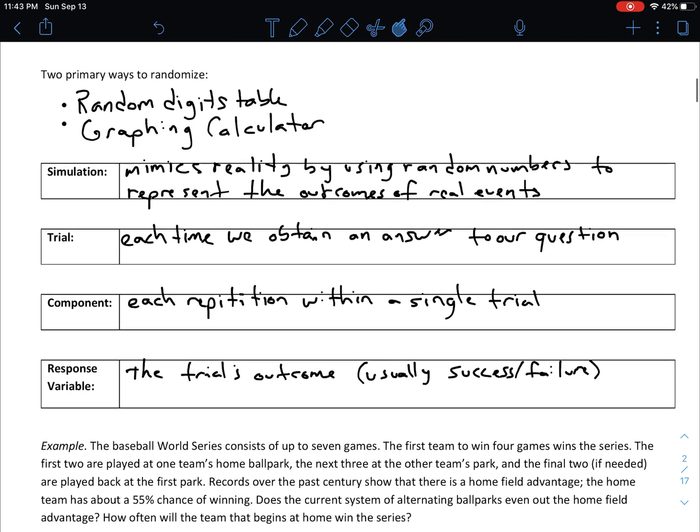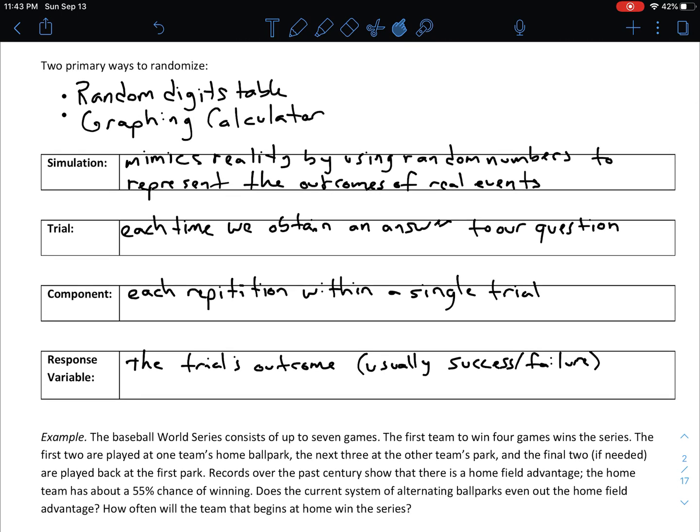Let's talk a little bit more about what we're going to be using randomness for, which are these simulations. A simulation mimics reality by using random numbers to represent the outcomes of real events. In other words, simulations are a way for us to study and to try to predict phenomena that we see in our world without actually having to do a trial.